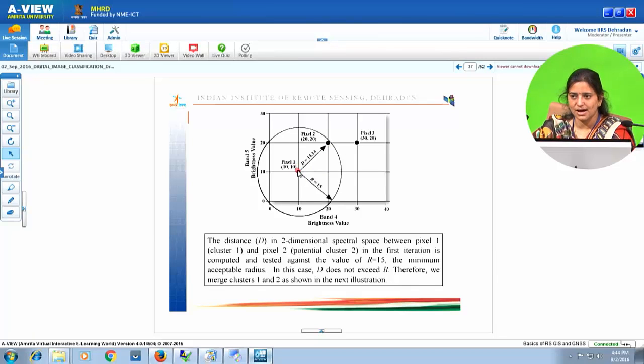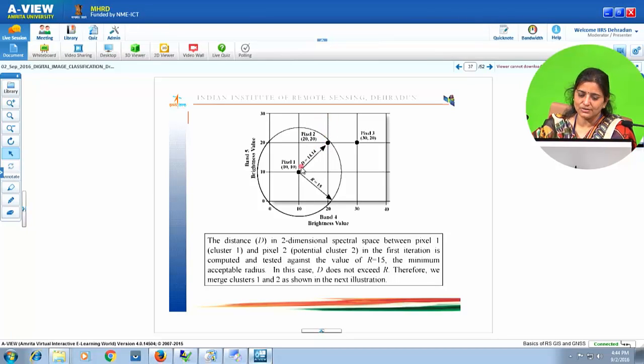Since it doesn't have any other cluster, pixel 1 will be made a new cluster. Now cluster 1 has only one pixel, which is pixel 1, so the mean of cluster 1 would now be 10 and 10. Now it will go and evaluate pixel 2, that is, whether pixel 2 has to be merged in cluster 1 or will make a new cluster of its own.